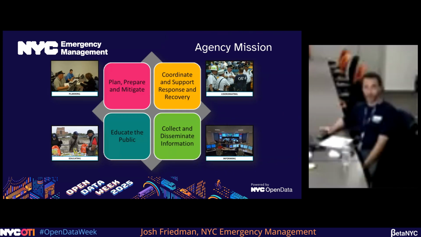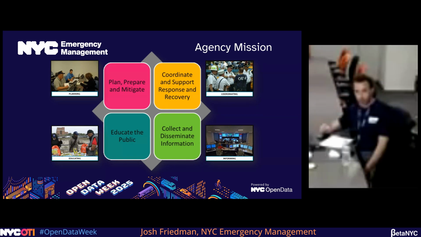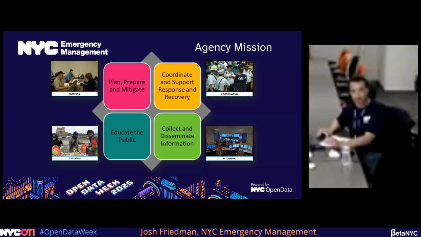So again, the elevator pitch version. Been here before, you may have seen me mention this. Emergency Management is the coordinating agency for New York City. So these quadrants you see here are the core elements of our mission. In addition to outreach and education of the public, we are all about planning, preparing for emergencies, coordinating and supporting response and recovery, and then collecting and disseminating information. And GIS comes in all those areas.